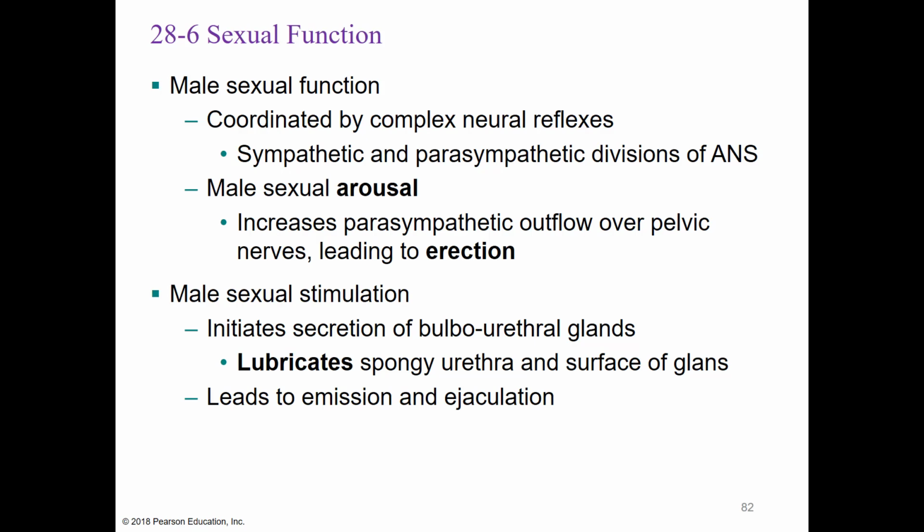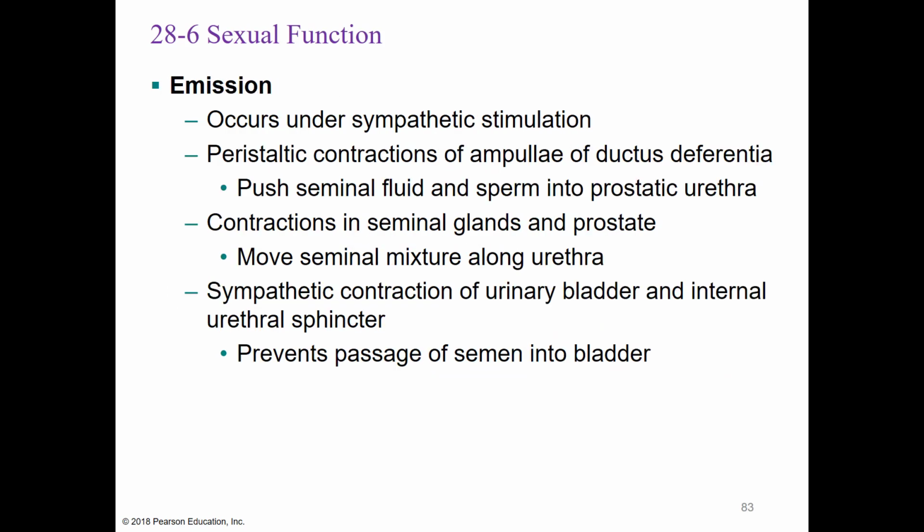The male sexual stimulation will initiate secretion from the bulbourethral glands. This lubricates the spongy urethra and the surface of the glans, or the head of the penis. This will lead to emission and ejaculation. Emission occurs under sympathetic stimulation, so fight or flight, the excitable part of the autonomic nervous system.